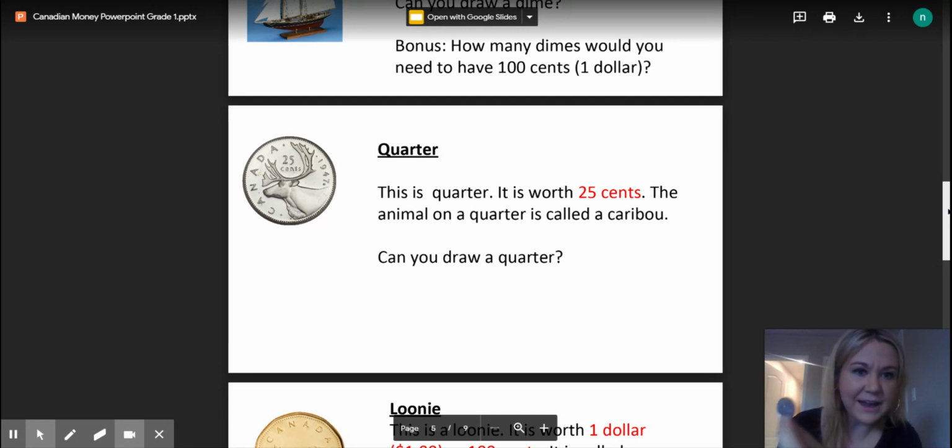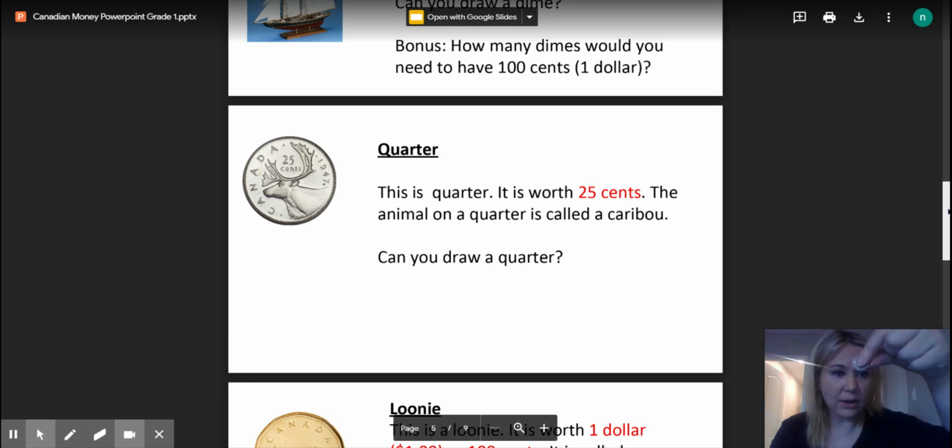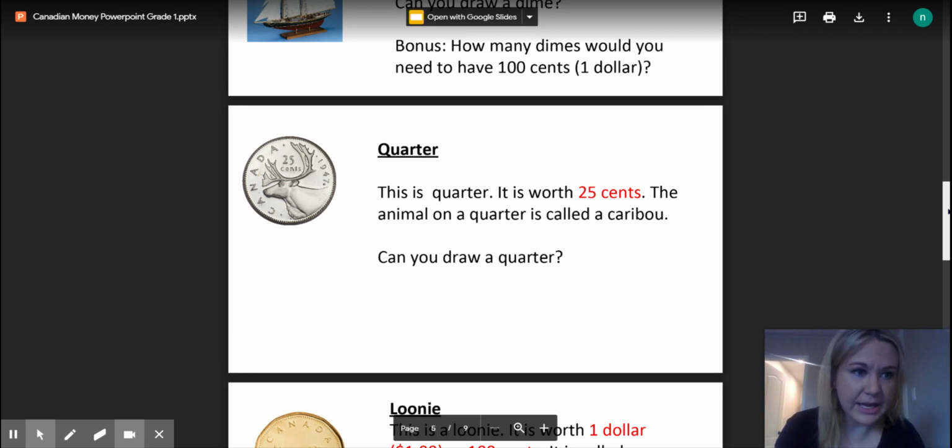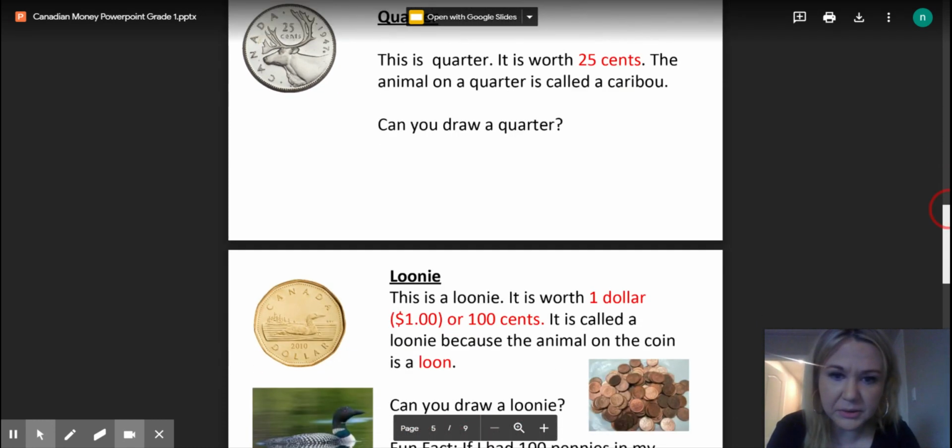It's worth 25 cents. The animal on the quarter is called a caribou. Okay, and if you have 4 quarters, you have $1. 25, 50, 75, $1. Okay, and draw me a quarter with the caribou.